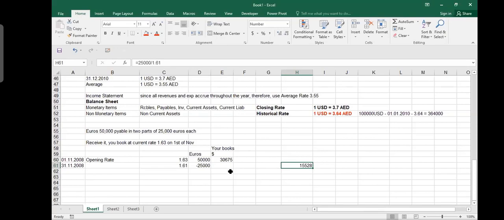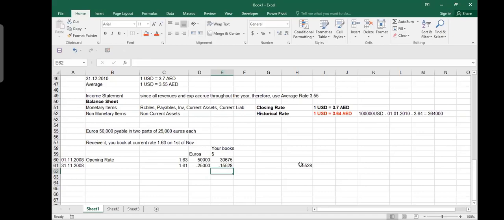Please pay attention. Your liability is 30,675 USD, but you don't pay all of 30,675, only half of this, half of your invoice, because you are not making payment in dollars. You are making payment in euros. So you pay 25,000 euros, and 25,000 euros takes this much, 15,528. So you book it here like this. This is what has gone from you, 15,528.